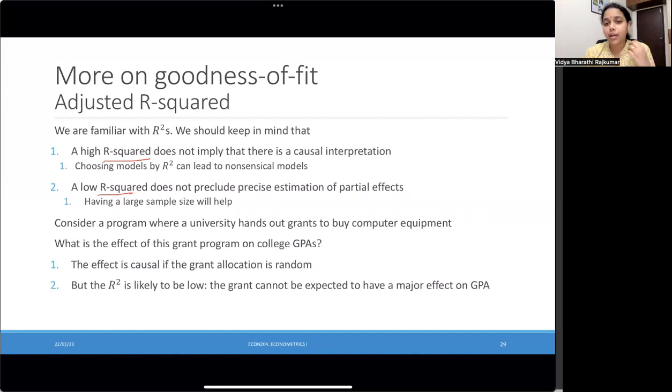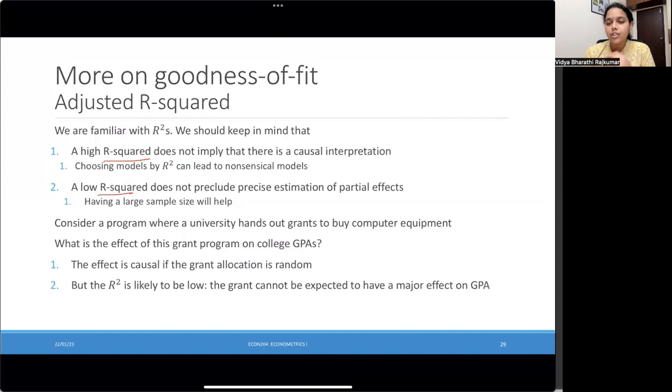It means that the explanatory power of the model is lower, but that could very well be improved by maybe adding other relevant regressors to the model. And a low R-square does not automatically preclude us from getting precise estimates of partial effects. Meaning, just because your R-square is low doesn't mean the variability of your beta hats is high. So that's what we mean by precision. The lower the variability of your beta hats, the better the precision. So you may still have very precise estimates of partial effects, or your beta coefficients, even when your model has a low R-square.